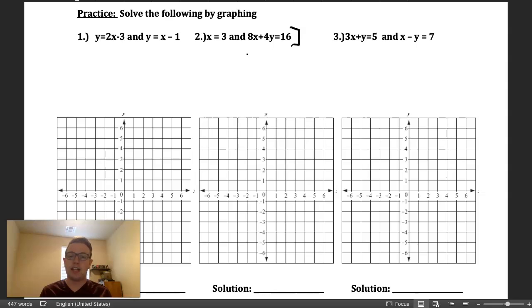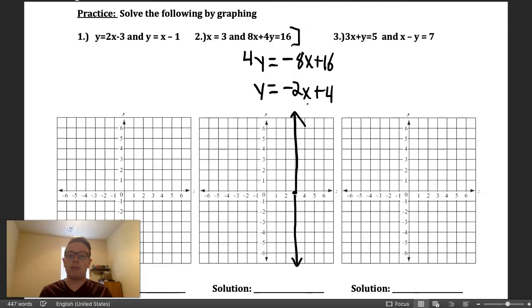We're going to subtract 8x, and we're left with 4y is equal to minus 8x plus 16. Let's finish solving. Divide by 4, we get y is equal to minus 2x plus 4. Just dividing the entire right side by 4. Now, what is x equal to 3 going to be for a line? It's going to be a vertical line at 3.